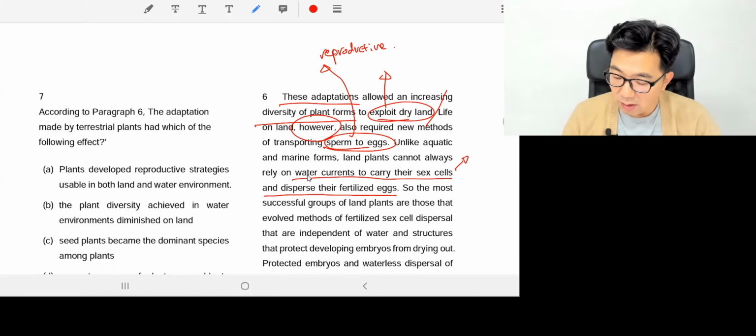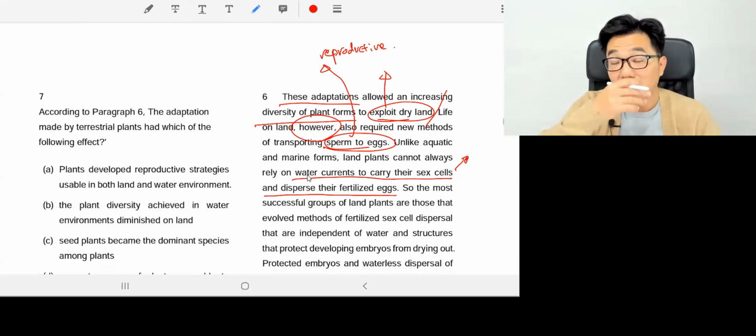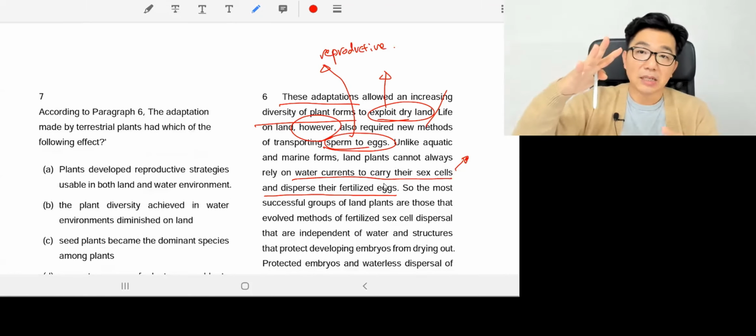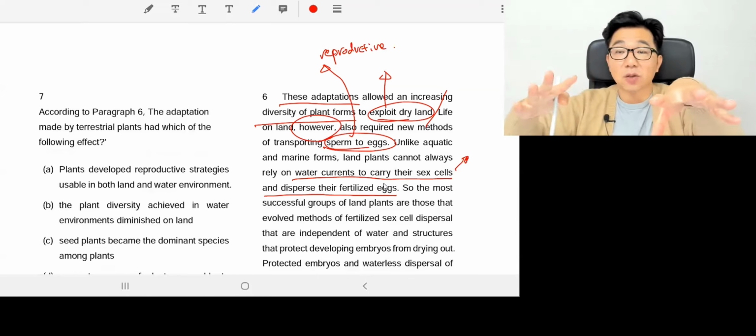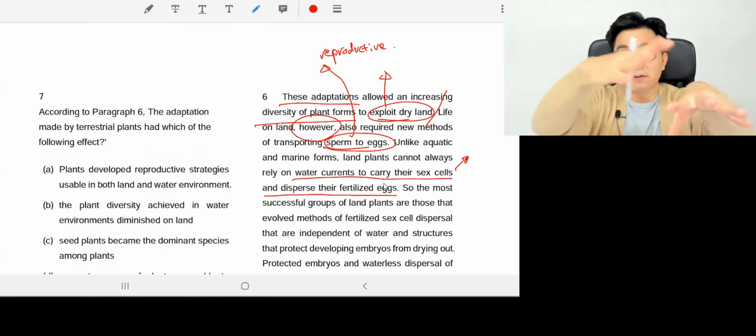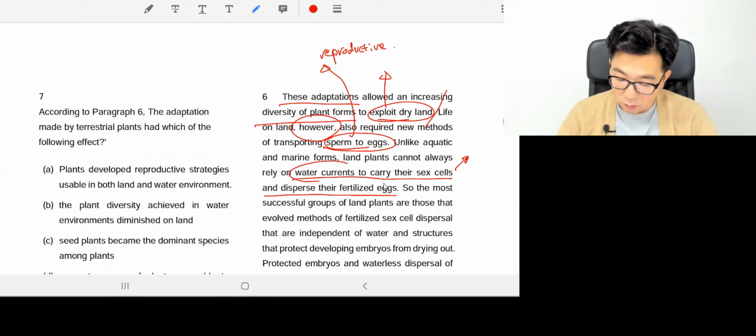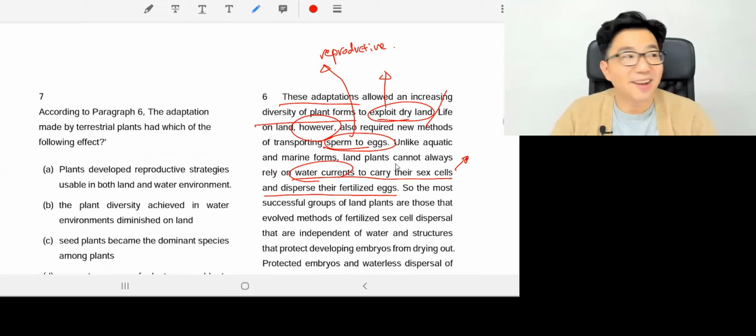So this is how things are done. In the water, water currents carry their sex cells and disperse them to fertilize eggs. So sperm gets fertilized to eggs in the water, carried by the currents of the water. But this cannot be done on land.